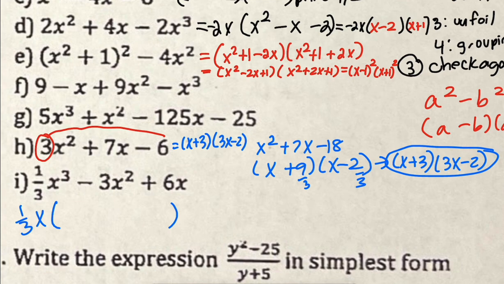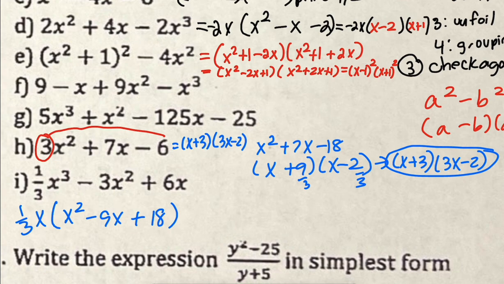The reason I'm going to do that is because it's really hard to factor with a fraction involved. So if we take it out, dividing by a fraction of 1/3 is the same as multiplying by the reciprocal of 1/3, or just multiplying everything by 3. When you do that, you get x squared minus 9x plus 18.